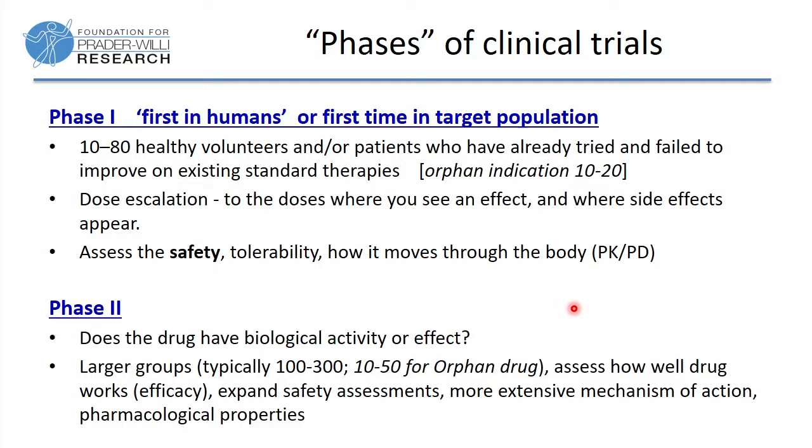Again, this is not always a completely linear process, but a phase 2 may look at different dosing. It's a slightly larger population. It's looking for an effect, so it tends to be longer, and the numbers are growing. In a typical phase 2 for a common indication, it would be a couple of hundred people. In a rare disease, it's maybe 30 or 40 people.